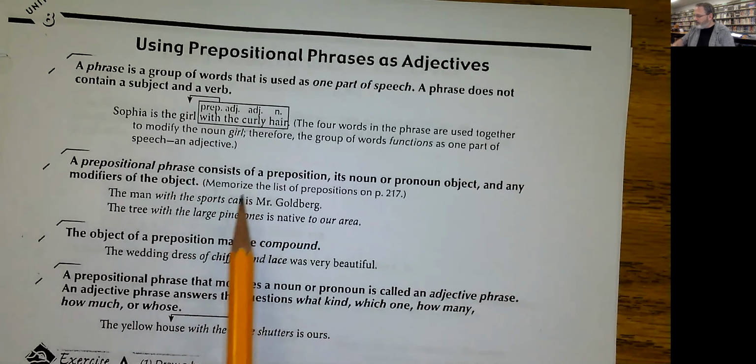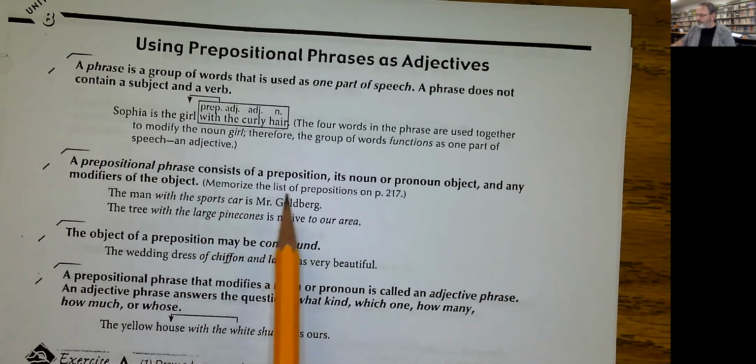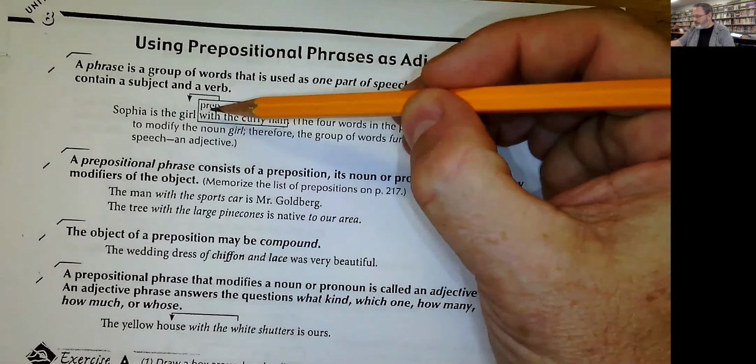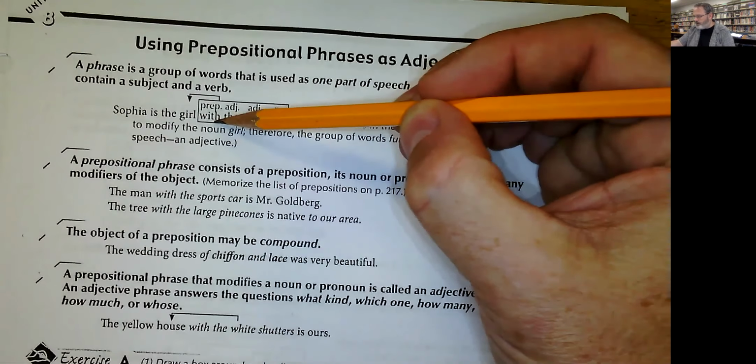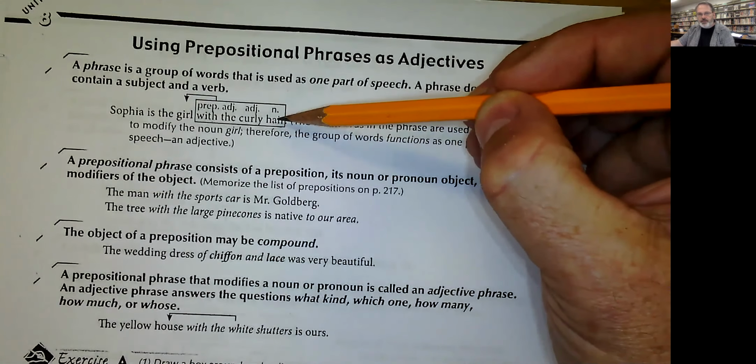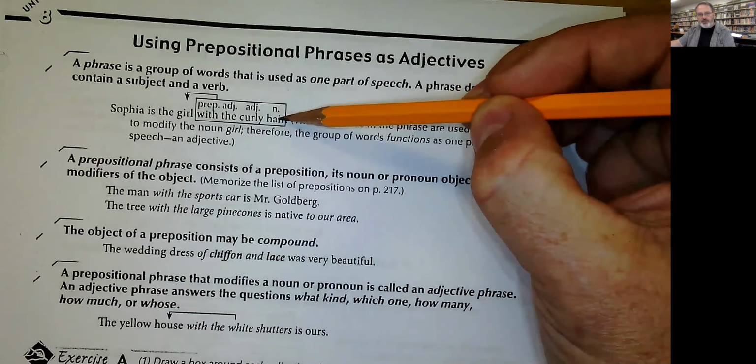A prepositional phrase consists of a preposition, its noun or pronoun object, and any modifiers of the object. Looking back at this one, that is your preposition, with the word with. Hair is the noun, which we call the object of the preposition. And then the and curly are describing hair.